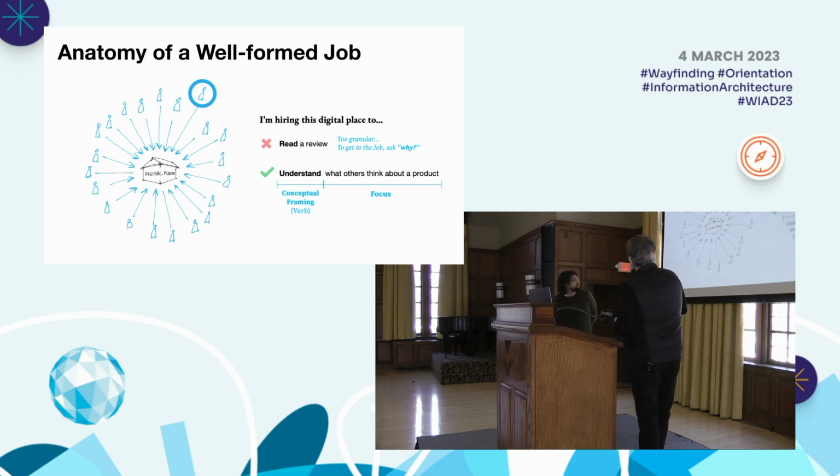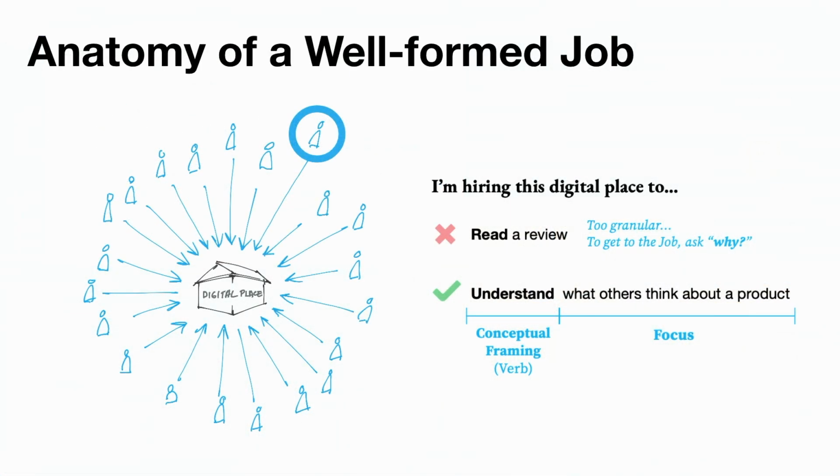So a job is when a person, you'll see that on this diagram here, all these people are coming to a digital place for their needs. They have a job to be done. And what we try to do is understand what those jobs are that they need done, so that we can make a place that's tuned for them so that they can successfully get what they need done.